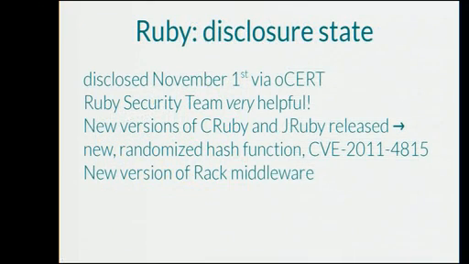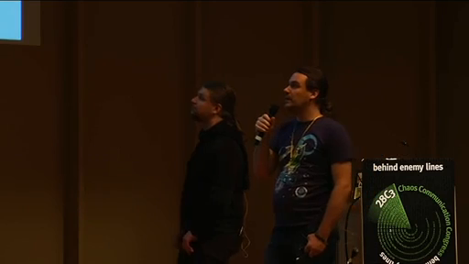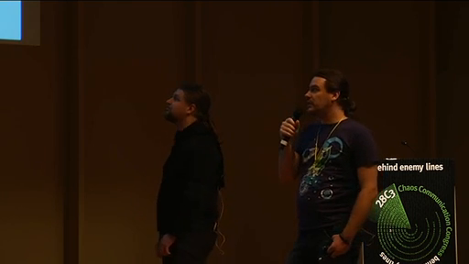With Ruby, we're much happier with their disclosure state there. We disclosed that again on November 1st, and the Ruby security team was very, very helpful, so that was really a good thing that we had going there. They were very helpful, and we discussed what they're going to change, and they actually randomized their hash function, which is the only real way to change that.